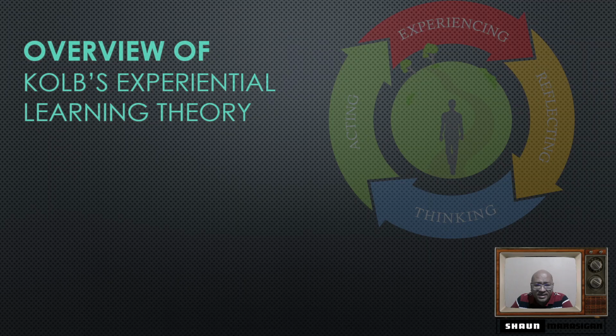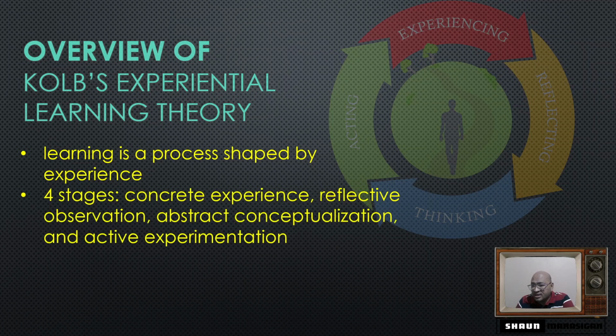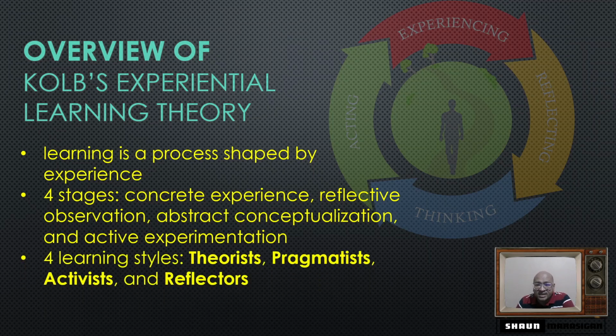So to begin, David Kolb's experiential learning theory proposes that learning is a process shaped by experience. So he describes a cycle of four stages. The first one is concrete experience, followed by reflective observation, and then abstract conceptualization, and active experimentation. Based on this, Kolb identified four learning styles, each emphasizing a different way of approaching this learning cycle.